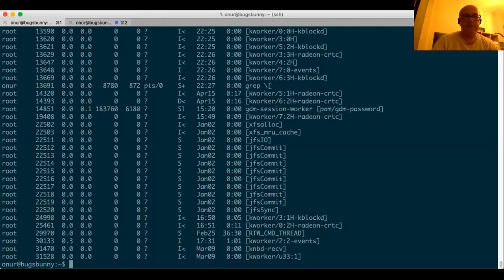This is my Linux machine again. I will just keep out.